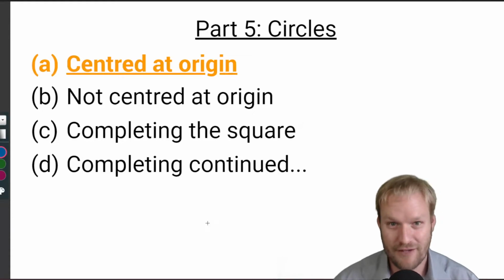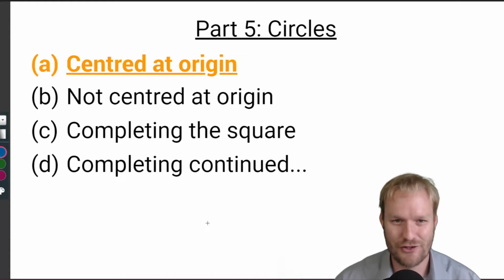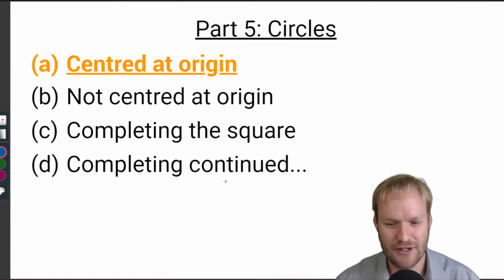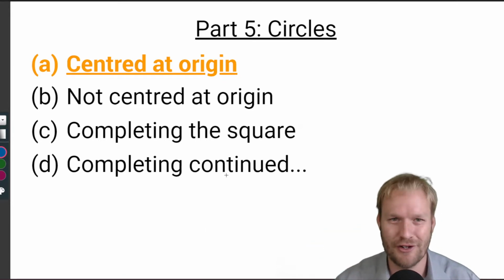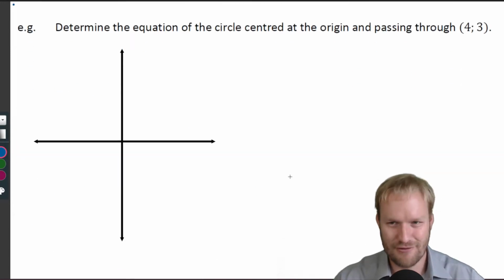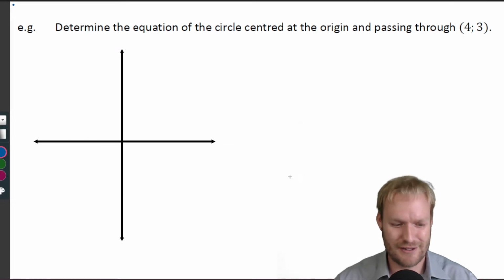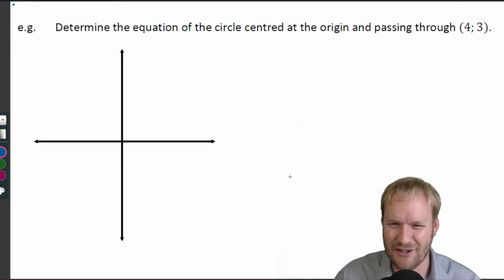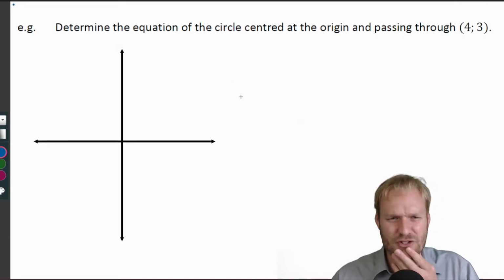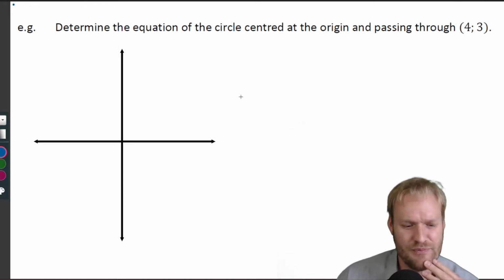Welcome to part 5 of 6 in Analytical Geometry, and in this one we're looking at circles. There'll be 4 videos, and in this first video we're going to look at circles that are centered at the origin. Have yourself a Cartesian plane ready to go, and let's hit one example to start off with to get an idea of circles. It says determine the equation of a circle centered at the origin and passing through 4, 3.